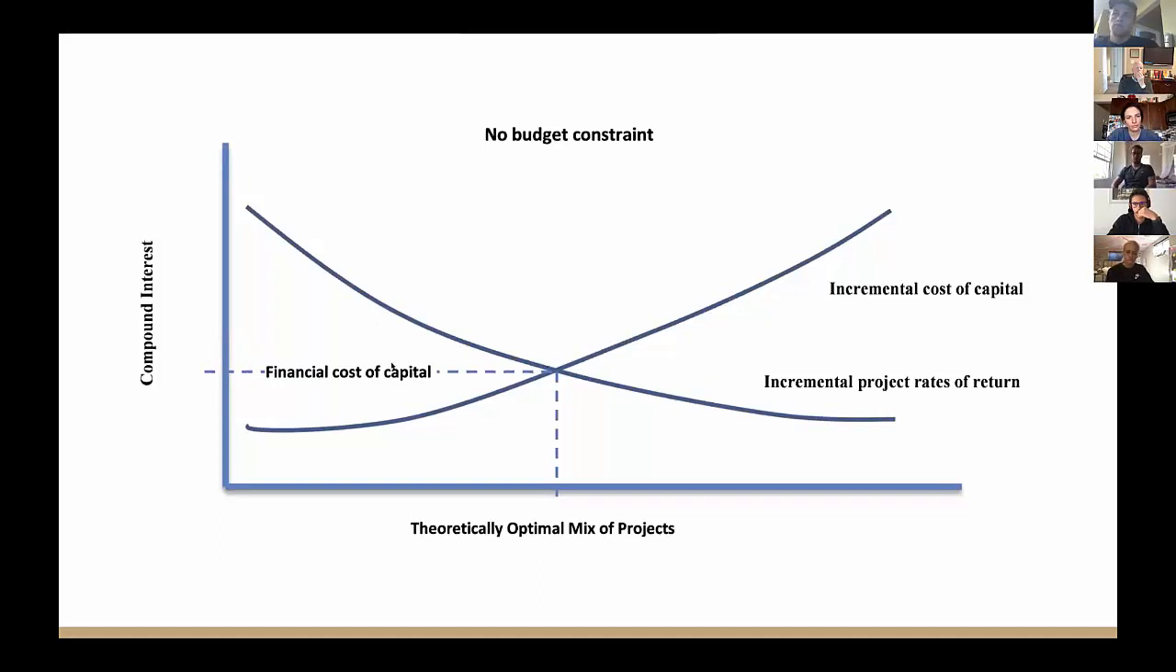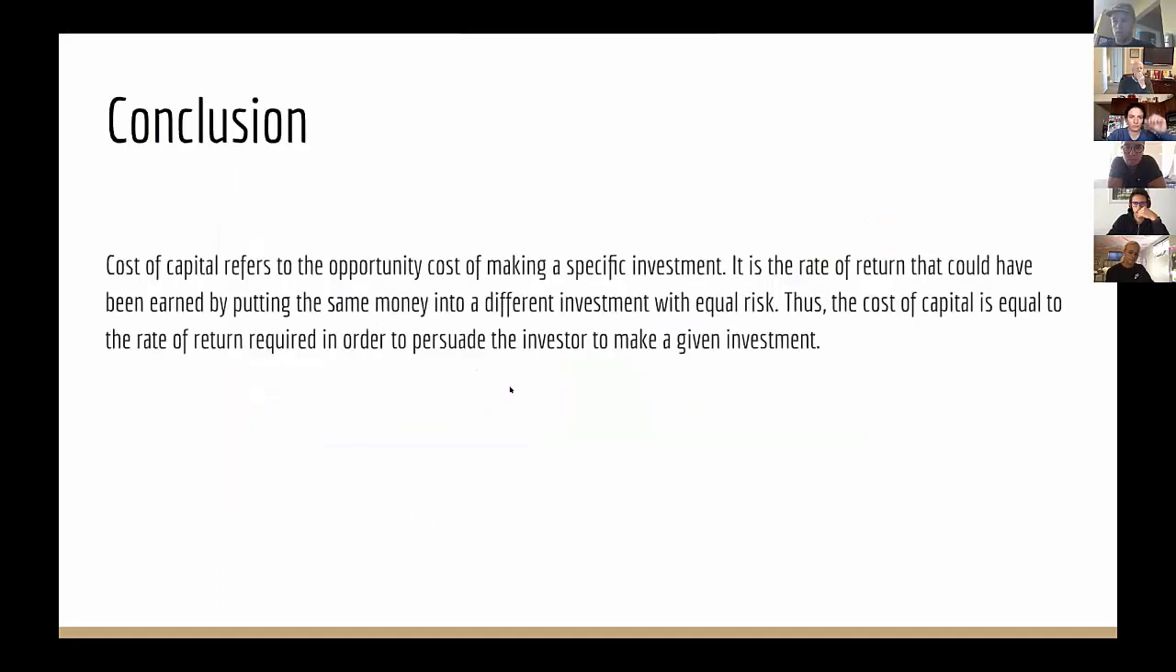And I would argue the financial cost of capital, which is this line when it touches the cross point, is the opportunity cost. In conclusion, the cost of capital refers to the opportunity cost of making a specific investment. It is the rate of return that could have been earned by putting the same money into a different investment with equal risk. Thus, the cost of capital is equal to the rate of return required in order to persuade the investor to make a given investment.